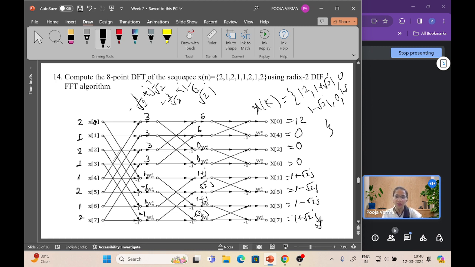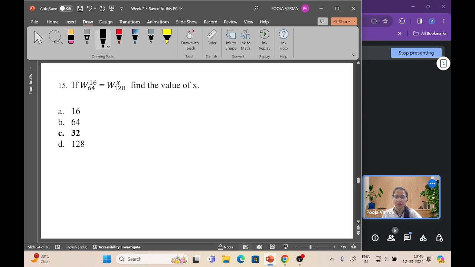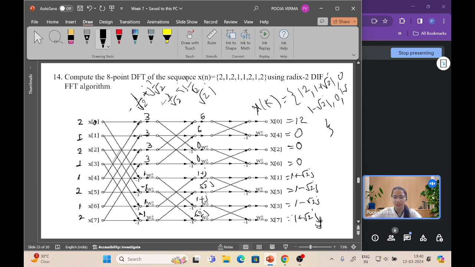Okay, have you got this? How to solve the DIT FFT and DIF FFT algorithm? In the DIT, we have seen that we first multiply by the phase factor, then addition, and in the DIF, first we have to add and subtract, then multiply by the phase factor. Just remember this point. Okay. So now moving to the next question.